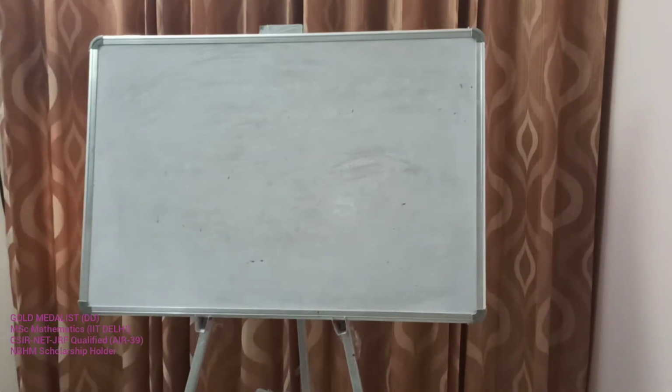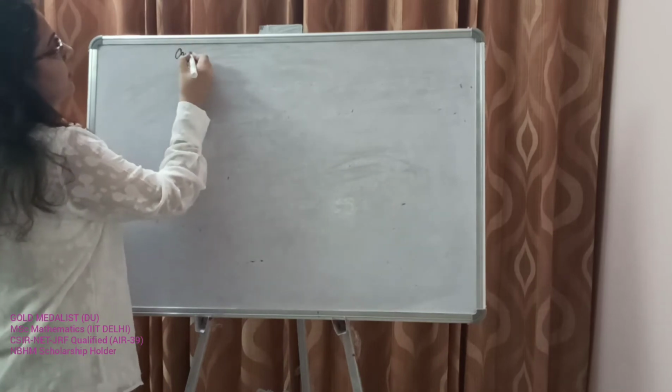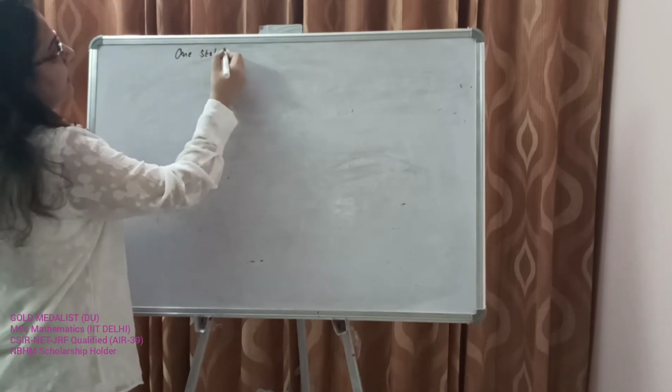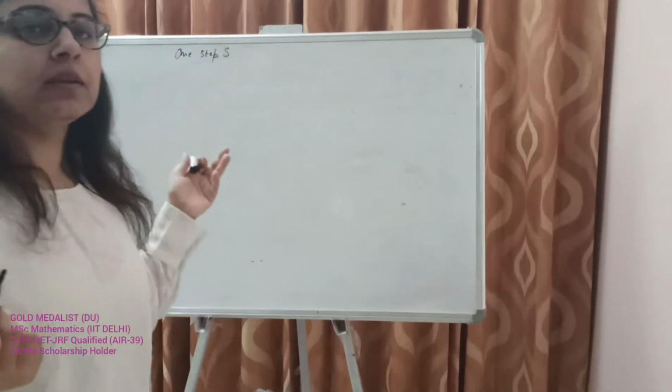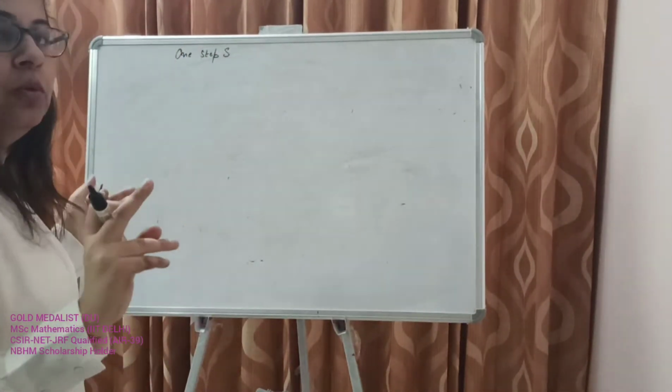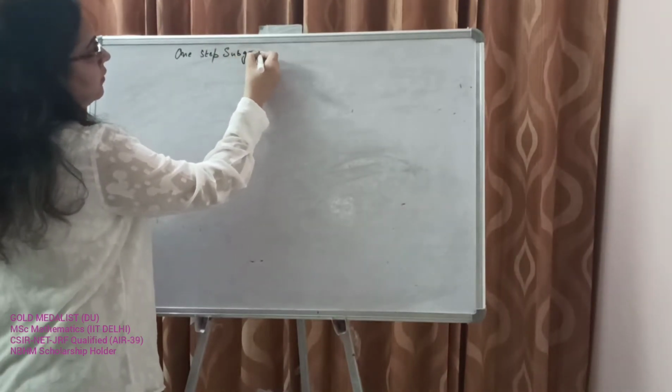So the very first test is the one-step subgroup test. That means while proving that a particular subset is a subgroup, there will be only one step involved.